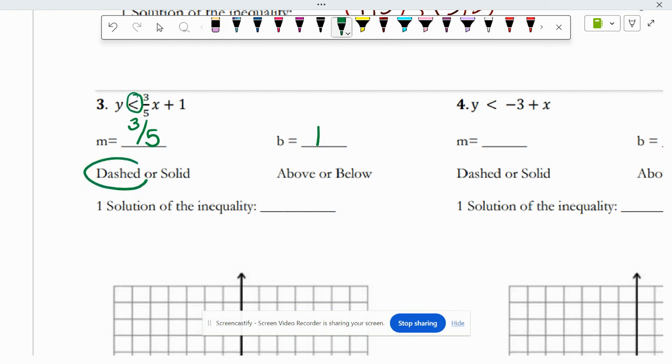A dashed line. The only time you have a solid line is if it has the bar underneath it, okay? Am I going to shade above or below, Amalia? Good job. Below. All right. So, Jaden, where do I begin?